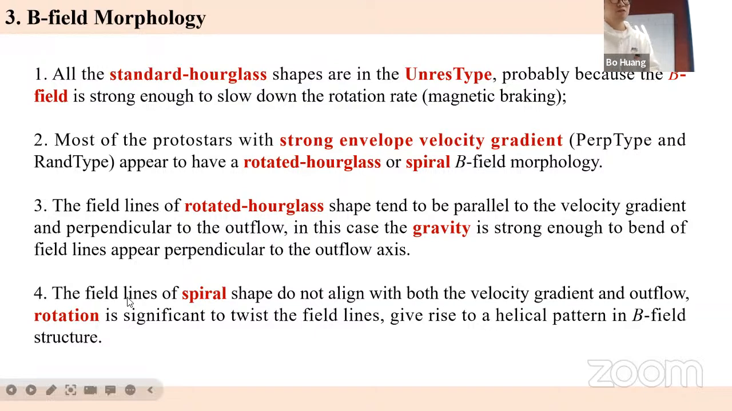So the final one is the spiral morphology, where the field lines do not align with either the velocity gradient or the outflow. In this case, the rotation is significant enough to twist the field lines and give rise to a helical pattern of the magnetic field.